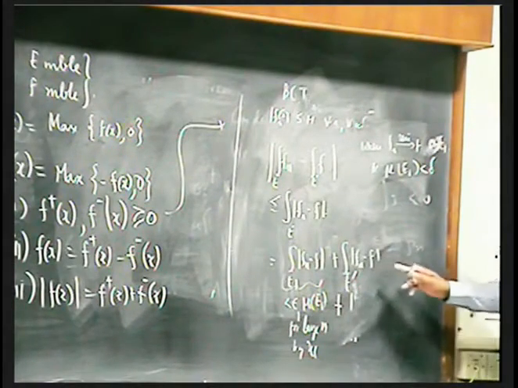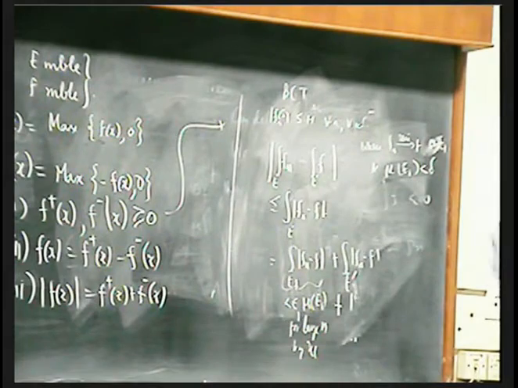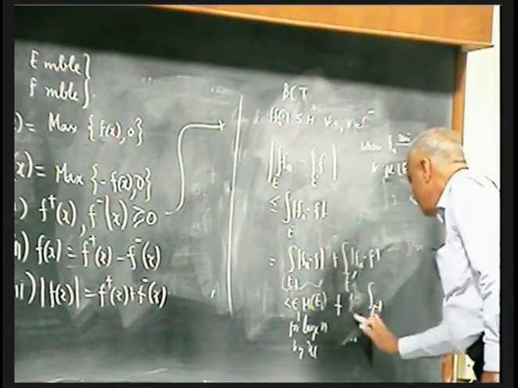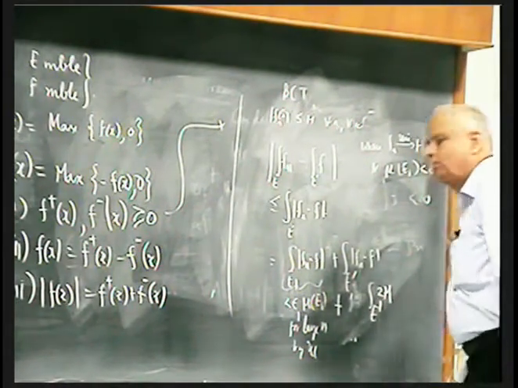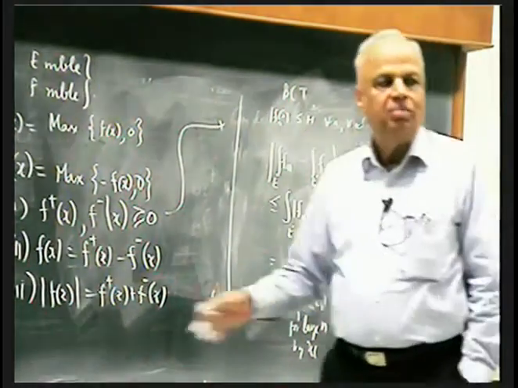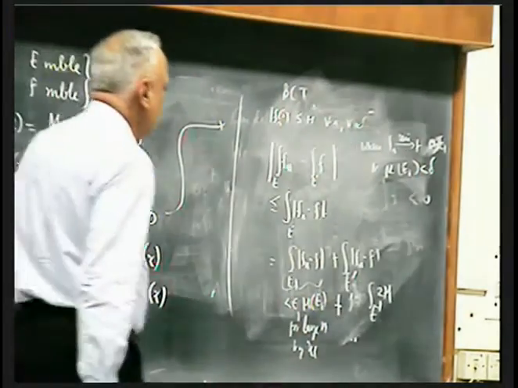And this part, because Fn and f are bounded by m, I can dominate by 2m, because it is less than or equal to mod Fn plus mod f. All of them are less than or equal to m, so that whole thing can be dominated by 2m.